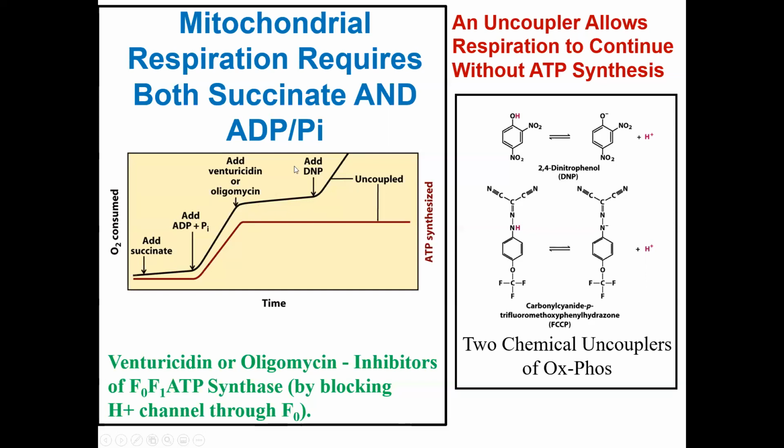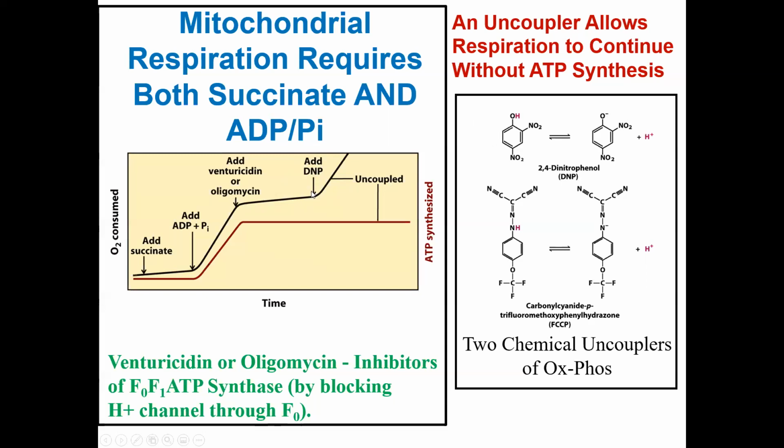But there is another set of molecules that are pretty cool, and they are called uncouplers. What are uncouplers? Uncouplers are molecules that allow respiration to continue without ATP synthesis. DNP is one such uncoupler molecule. DNP stands for 2,4-dinitrophenol. The structure is shown here on the right-hand side, top corner.